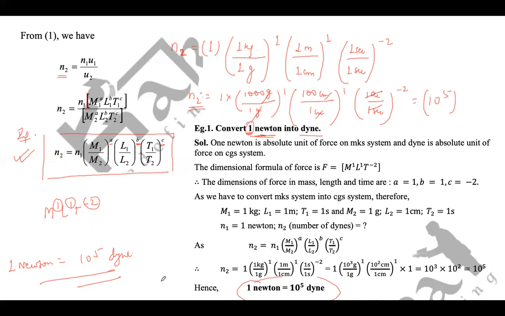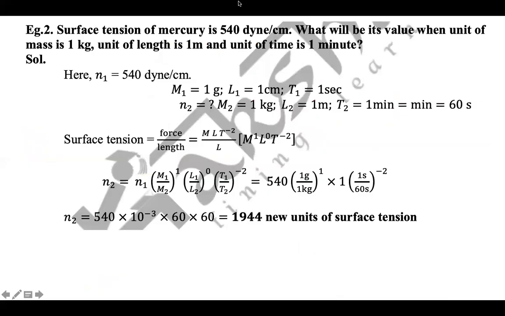Let's go to the next one. For example, in this example, if you see, the surface tension of mercury is 540 dyne per centimeter. What will be its value when the unit of mass is 1 kg, length is 1 meter, and time is 1 minute? So we have to convert when mass is 1 kg, length is 1 meter, and time is 1 minute.